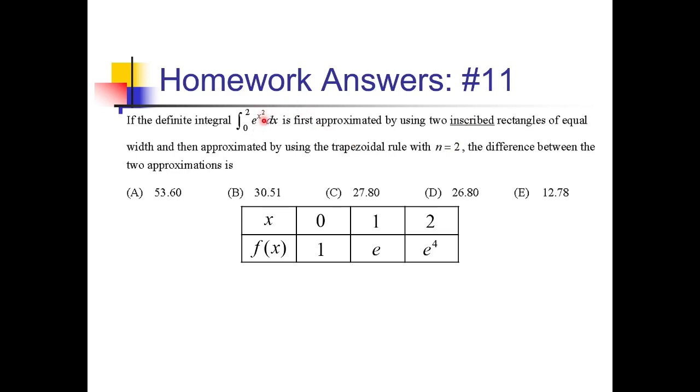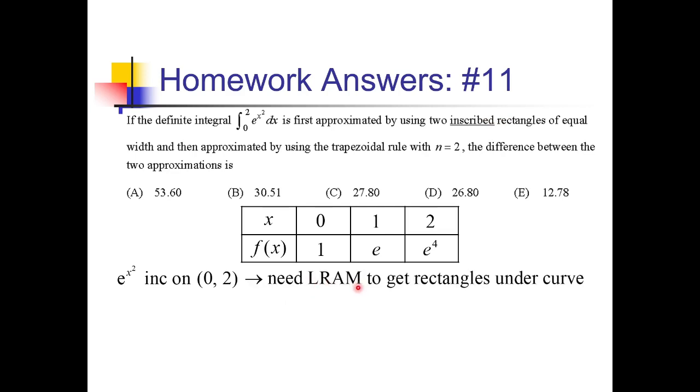E to the x squared, that is always increasing. As you plug in higher values, which you can see here, you're just going up. So since that is increasing on the interval in the problem, and really everywhere, frankly, we want the rectangles to be under the curve. We want them to underestimate the curve. That means we need LRAM. LRAM underestimates increasing functions. So that's how we're deciding to use LRAM for our first approximation.